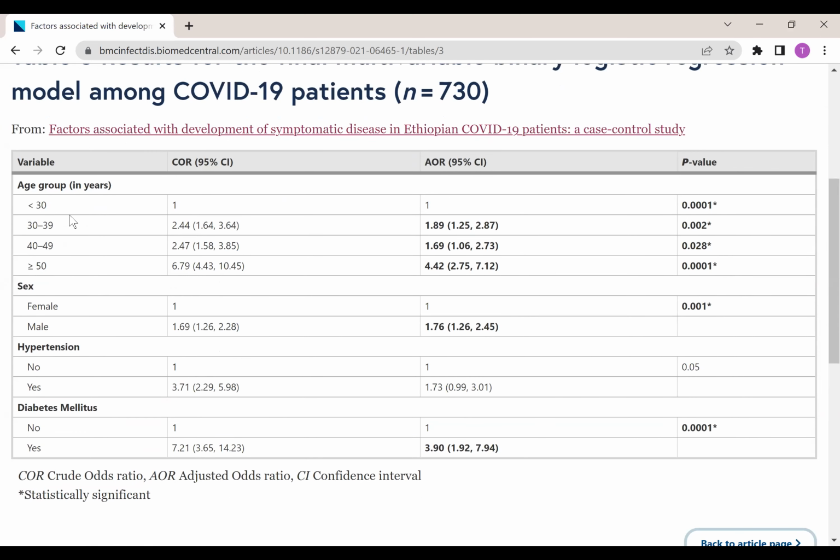So to get the crude odds ratio, adjusted odds ratio, and p-value, and to interpret our result, we have to go through some steps. So let's see those steps, and we'll get back to this article again.